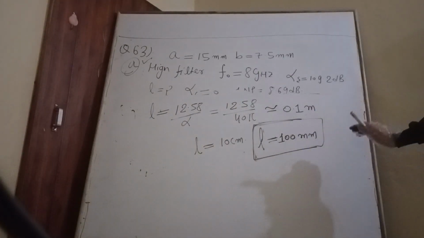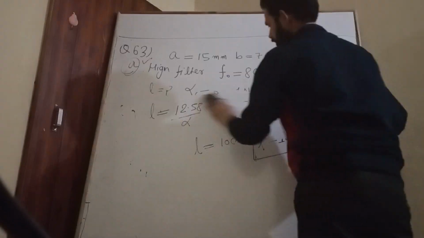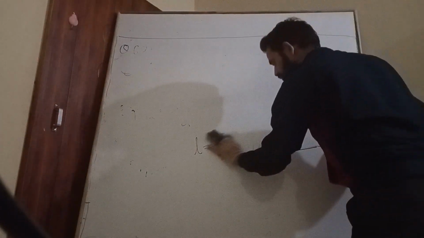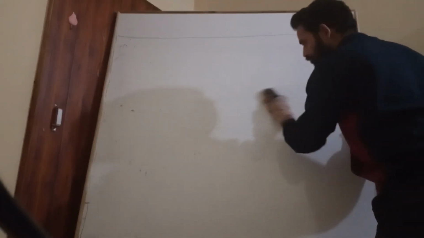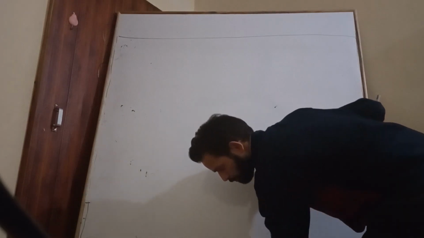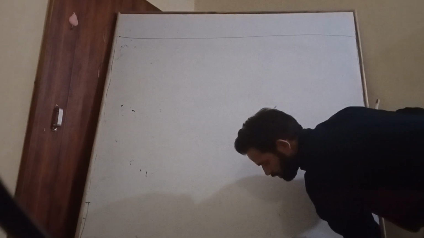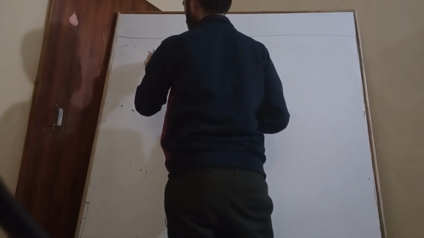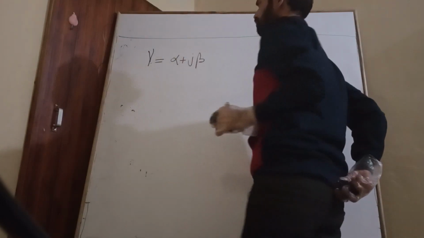The final answer is the length of the filter, 100 millimeter. Whatever question comes related to the length of the filter, first of all the problem will come while solving the attenuation factor. As we know very well, the propagation constant gamma is alpha plus j beta.